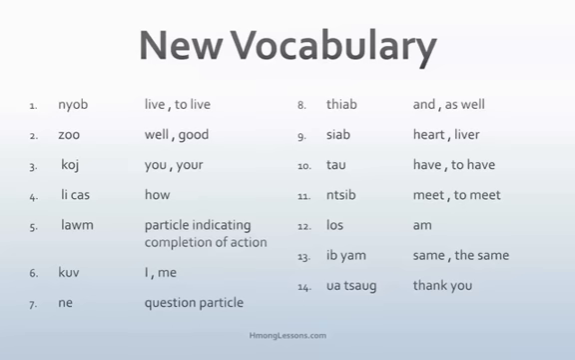Okay, the new vocabulary very quickly. Number one, nya is to live. Zhong, well, good. Ga, you, yours. Li jia, how. Le is a particle indicating completion of action. Gu, I, me. Ne, question particle. Tia, as well. Xie is the liver, translated into heart. Dao, to have. Ji, to meet. Ga, me. Yi ya, the same. Or chow, thank you. Okay, these are the new vocabulary.